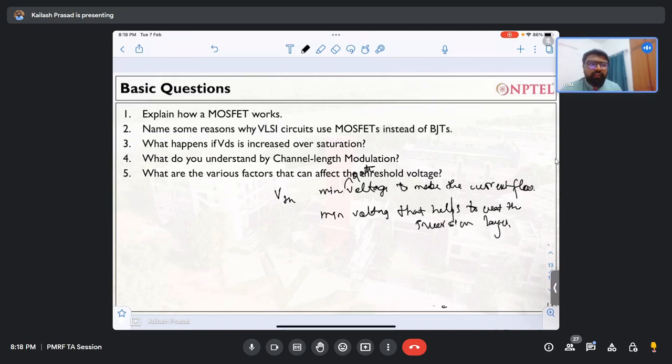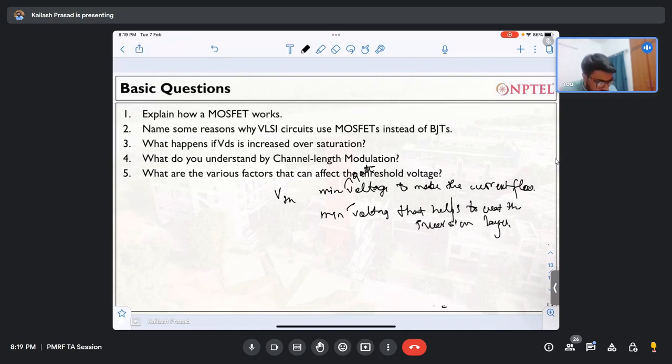Any other answer do we have? Minimum voltage means minimum gate to source voltage, right? Minimum VGS. Okay, so the question is, when do we say that our channel is inverted? I think I have already discussed it in one of the questions, but when do we say that our channel is inverted?